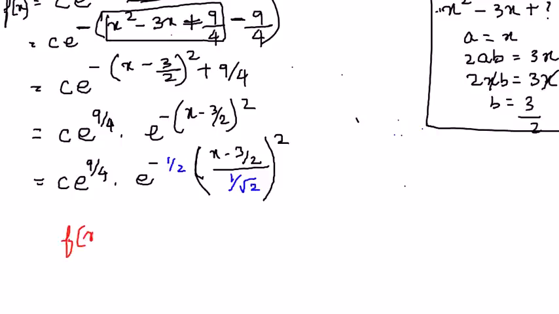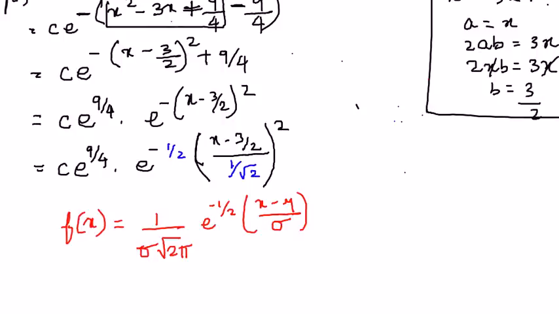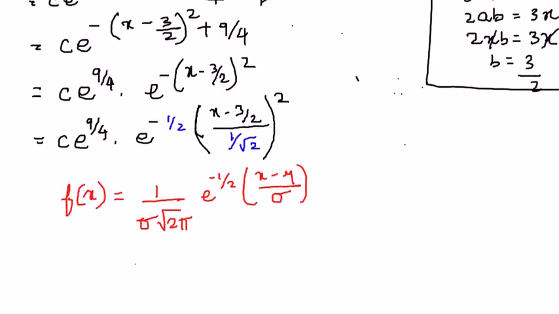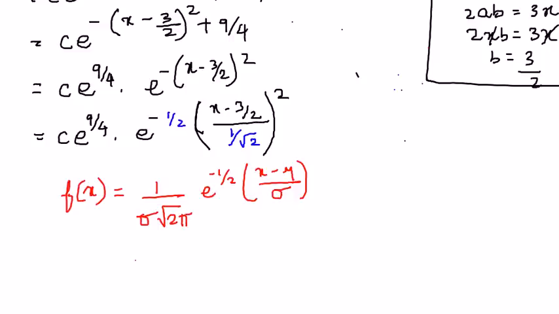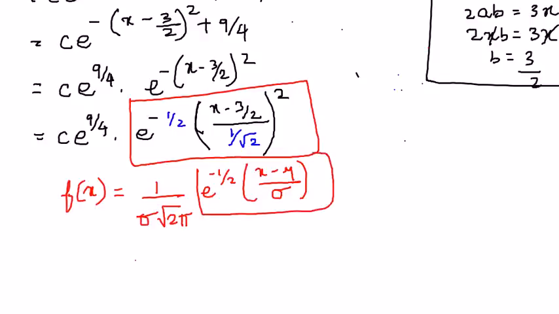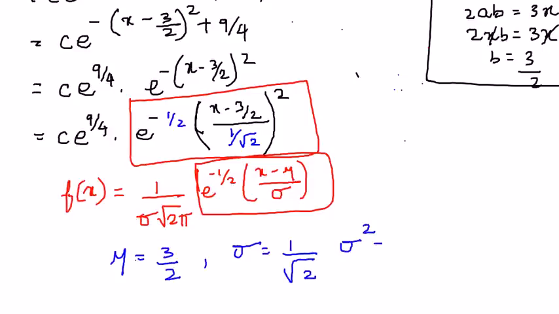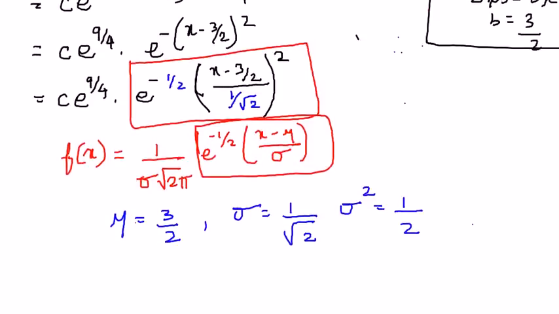I'll write it down again here so that we need not keep going up to look at. f of x is equal to 1 by sigma root 2 pi e power minus half into x minus mu by sigma. Now all you have to do is just equate it, right? Now this expression here can be equated with the expression here from the formula. So therefore you know that mu is equal to 3 by 2, sigma is equal to 1 by root 2. If sigma is 1 by root 2, sigma squared is 1 by 2, right? We are left to find out only c.